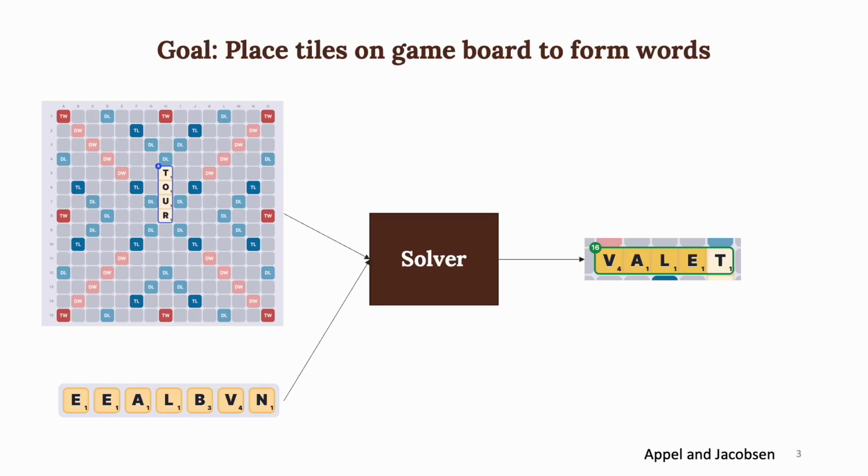The goal of Scrabble is to place tiles on the game board to form words. As you can see on the left, we have a Scrabble board with the word tour and a player's holder of tiles. These are passed into the Scrabble solver, proposed by Appel and Jacobson, which outputs the best high-scoring word to play.